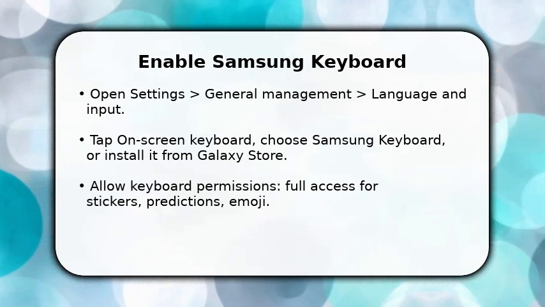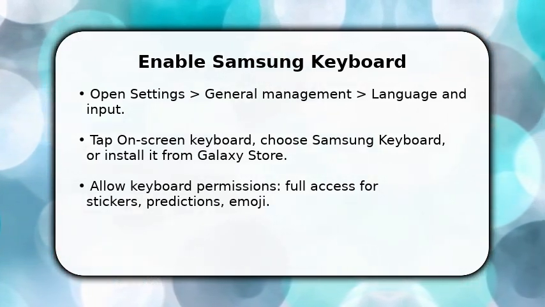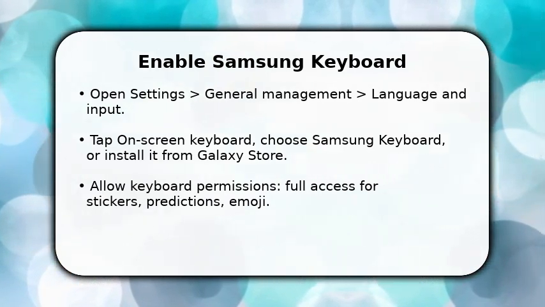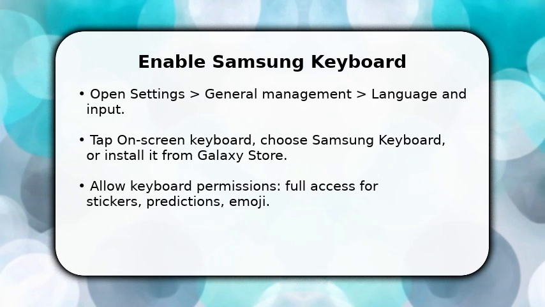Once done, make sure to grant required permissions so suggestions and emoji panels work properly. Permissions let the keyboard access emoji packs and predictive choices. This step prepares the device so the emoji toggle appears in messaging apps.